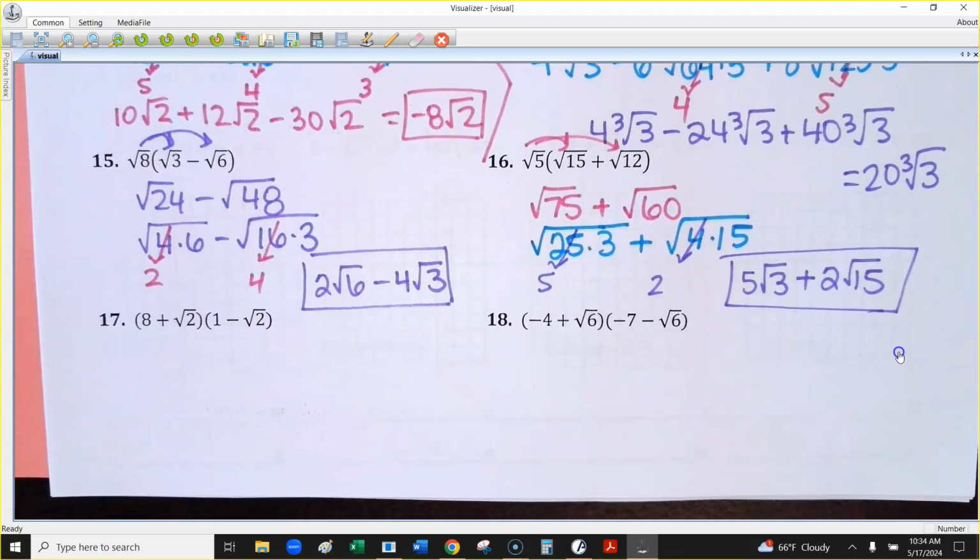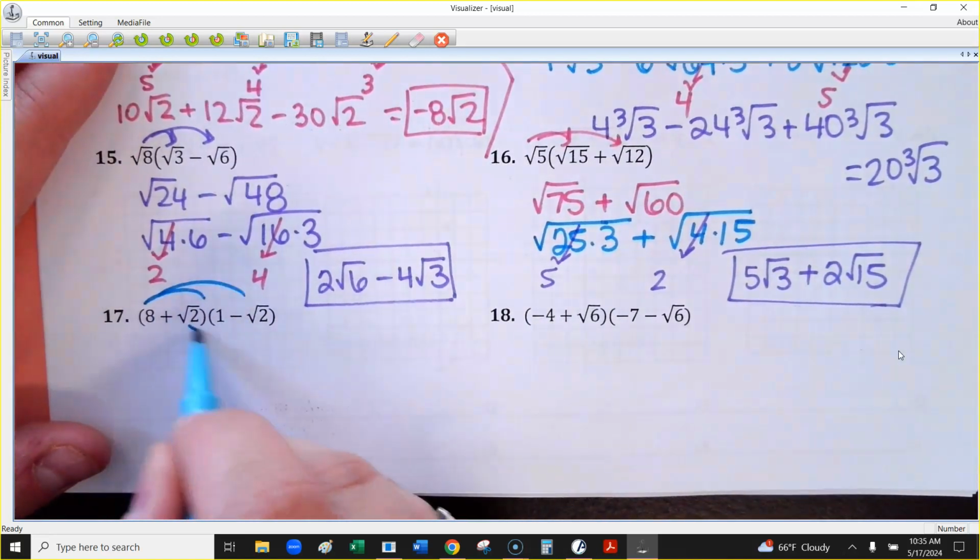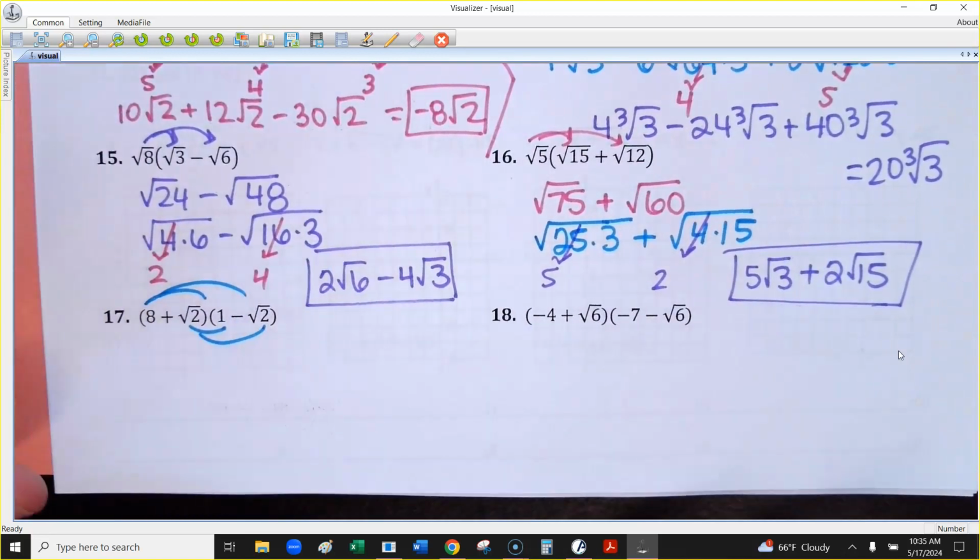All right. Now, the 2 at the bottom, do you guys remember how to do? I've got 8 plus the square root of 2 times 1 minus the square root of 2. What kind of a process would you maybe use to multiply those two? Yes, you can do FOIL or you can do a box, either one. So I just think of FOIL as like a little double distributive property. If you want to write a box, you can write a box.